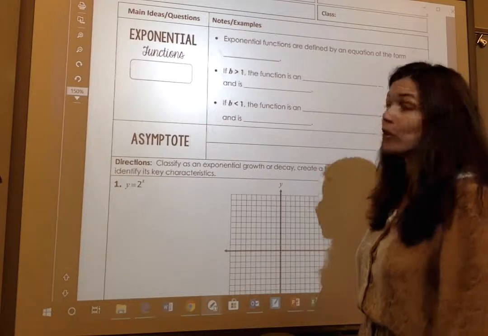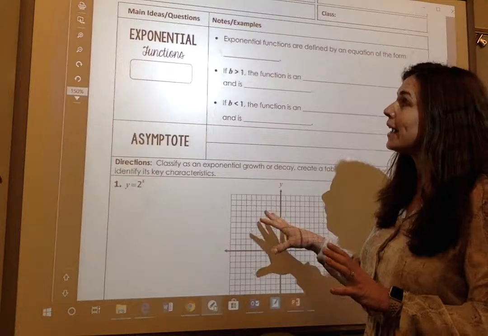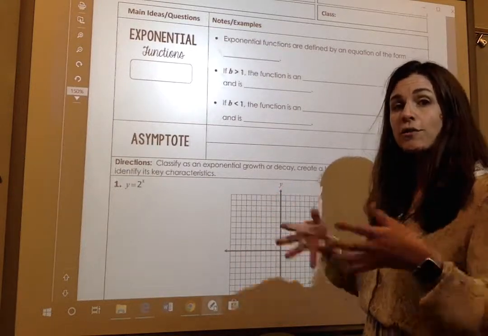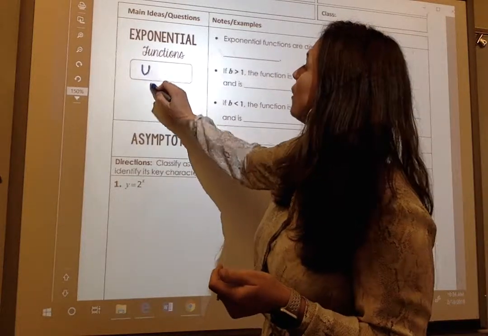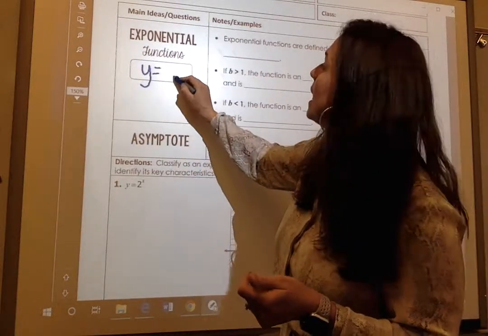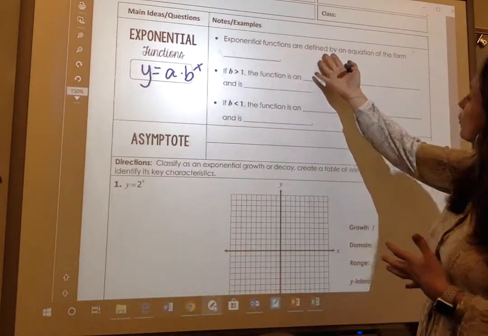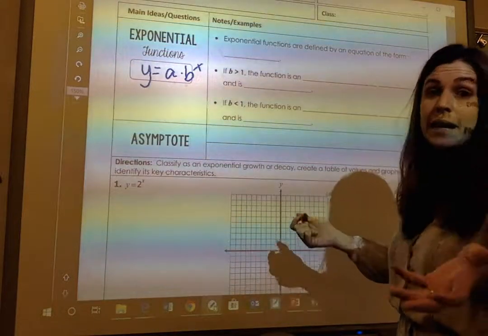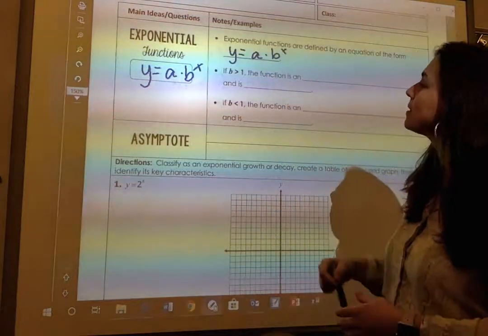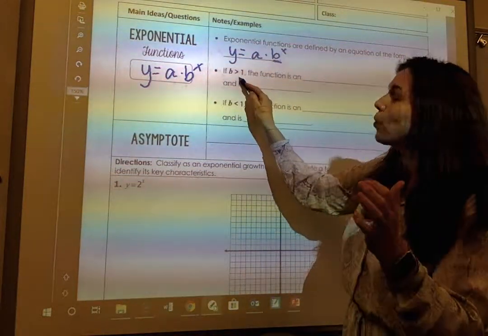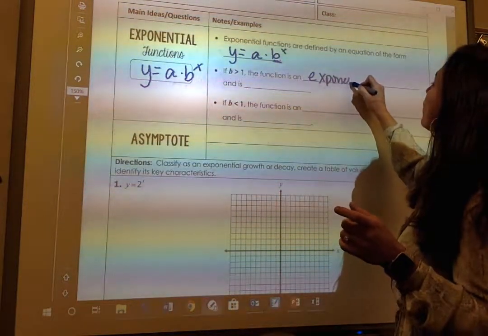Hey guys, we are still in Unit 6, which is exponents and exponential functions. So today, what I want to look at is exponential functions and what the graphs look like. My equation for an exponential function looks like this: y equals a times b to the x power. When b is greater than 1, the function is an exponential growth.